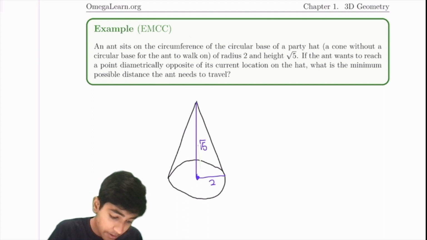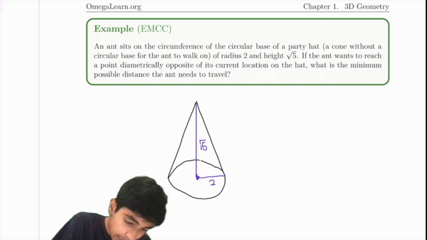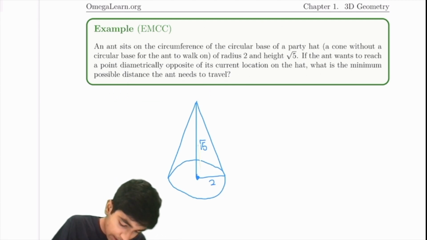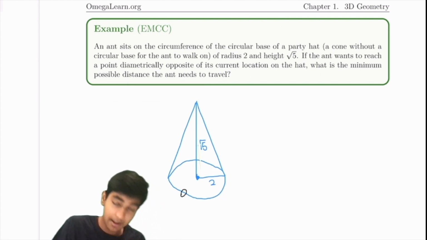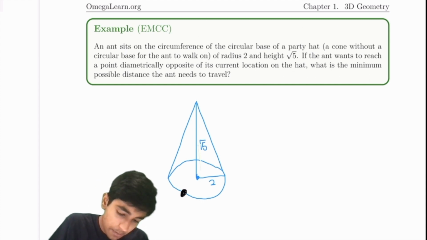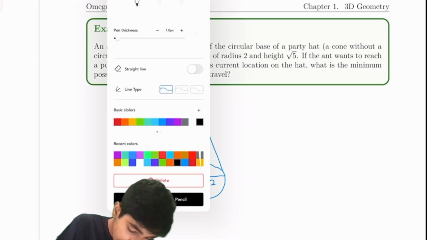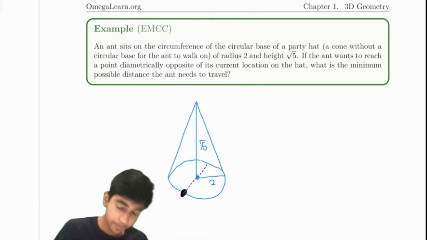Okay, and let's say the ant is here, and ants are black. Let's make all of this blue. Ants are black, and I'm not going to try and draw an ant, so this is my ant. Nice little oval-shaped ant. And the ant wants to reach a point diametrically opposite, so the ant wants to reach right here. So the ant, let's draw that in. The ant is trying to go all the way there.